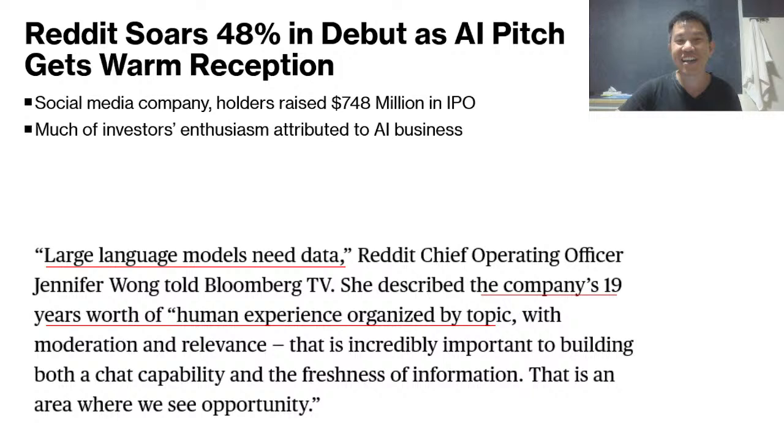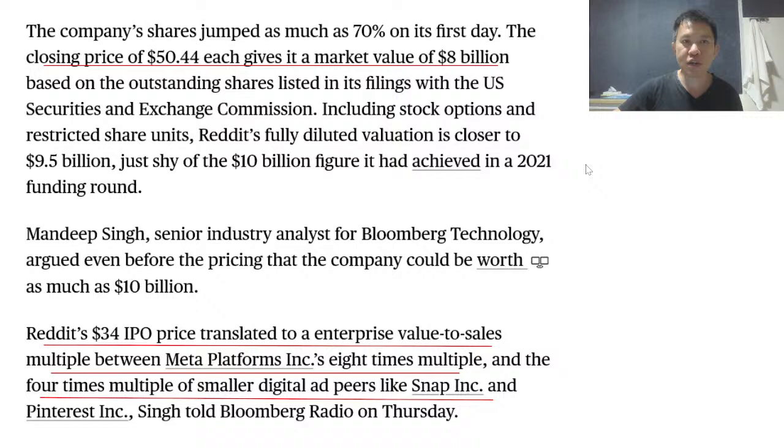So is Reddit, master, can I still buy or not? Also the question is, is it fairly priced, overvalued or undervalued? The closing price of about $50 gives it a market cap of about $8 billion. Looking at the valuations, the $34 IPO price translates to an enterprise value to sales, which is like price to sales but you don't factor in the cash, of between Meta's 8 times and Snap's 4 times. I think Reddit's price to sales was about 6 times, but after this jump up, it's almost 8 to 10 times already. So I think it's overvalued already.